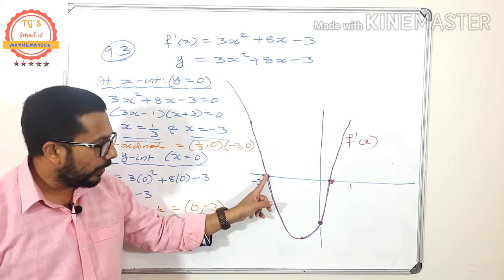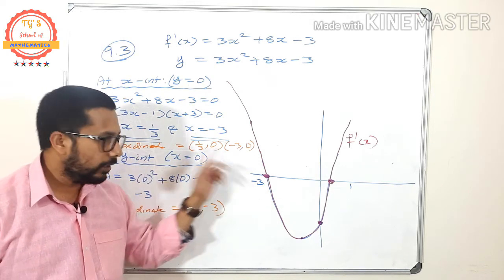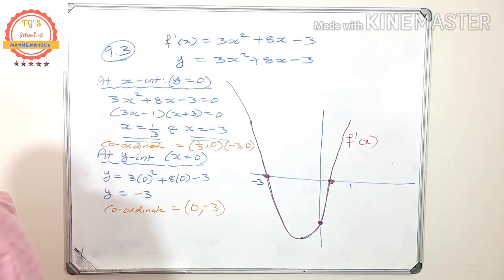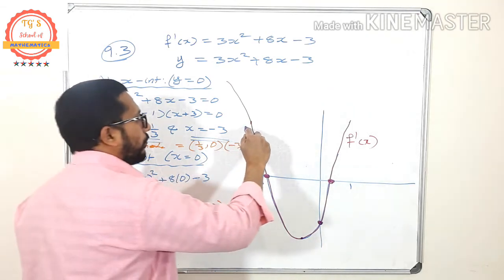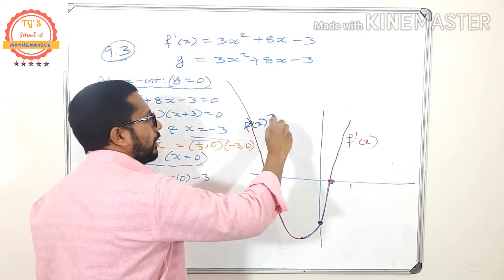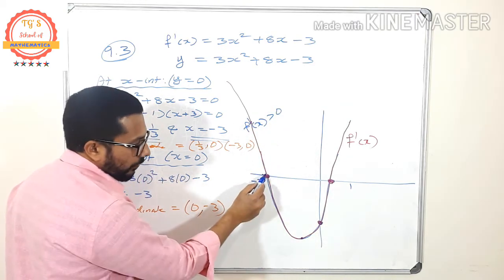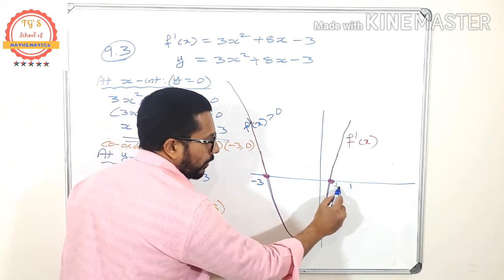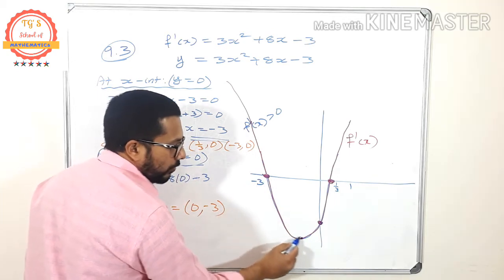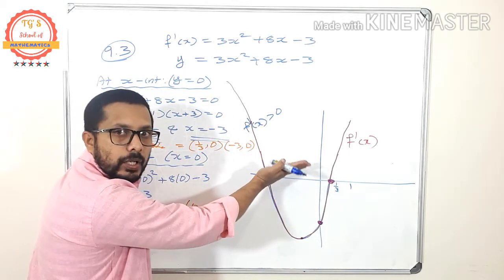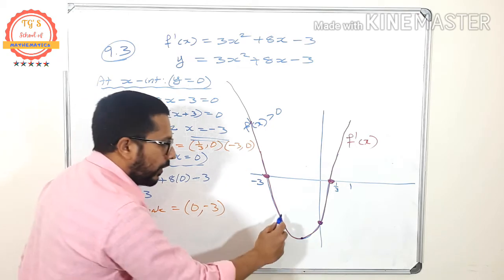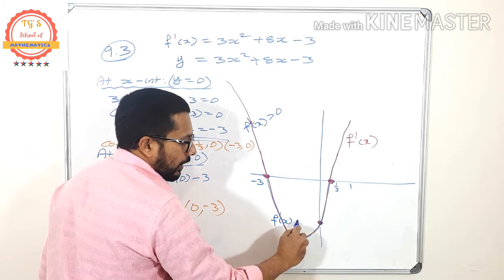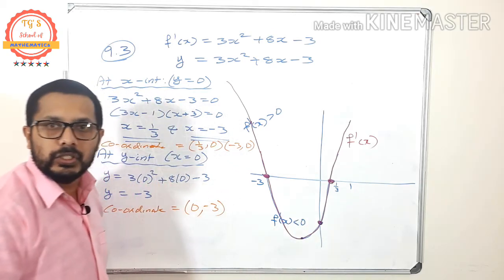That means when x is less than minus 3, f dash of x is greater than 0. Then from minus 3 to 1 over 3, you can see that the graph is below the x-axis. That means this is our f dash of x graph, so f dash of x is less than 0, or negative.